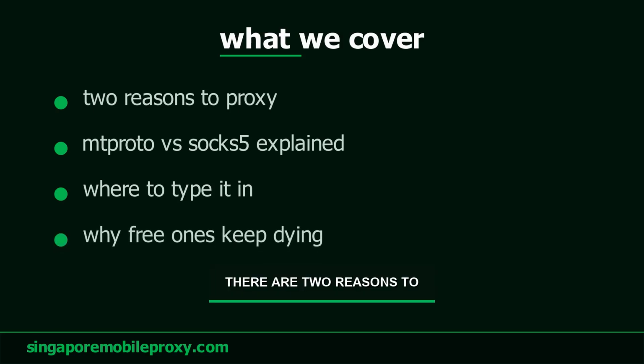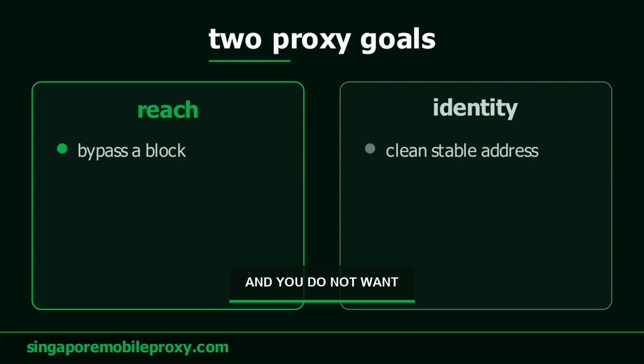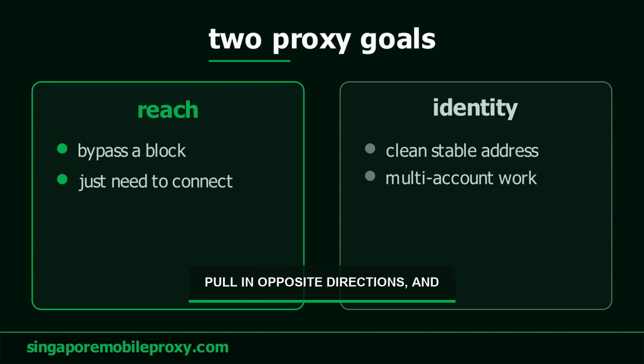There are two reasons to proxy Telegram. The first is reach. You are somewhere Telegram is blocked or throttled and you just need the app to connect at all. The second is identity. Telegram works fine where you are, but you are running more than one account, or you want a clean, stable address that is not your home line, and you do not want those accounts quietly linked to each other by the network they share. Those two goals pull in opposite directions, and almost every bad setup comes from using the tool for one when you actually needed the other.